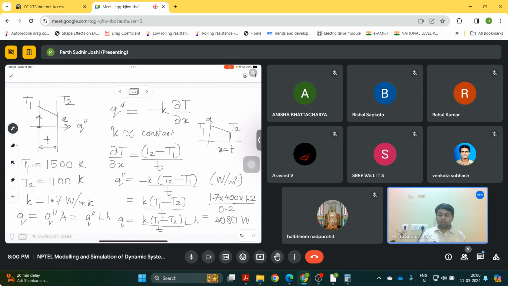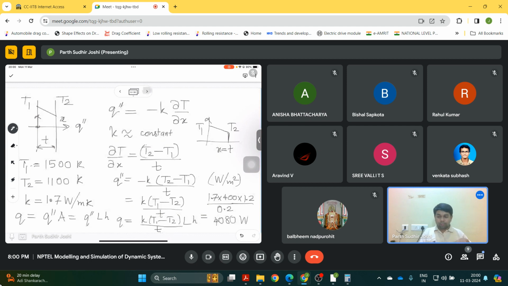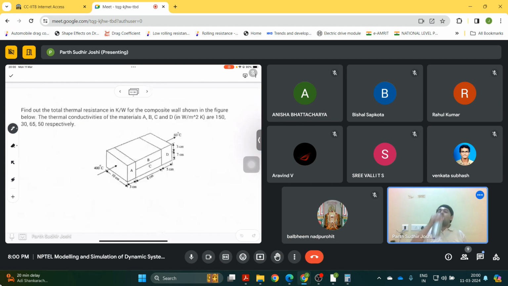So let's move on to the next problem. Here let us say we have a composite wall, or basically a wall which is made up of multiple materials. Let us say A, B, C, D, some materials, and let us say heat is flowing from the high temperature surface, which is at 400 degrees Celsius, and the heat is flowing out at the other low temperature surface, which is at 60 degrees Celsius.